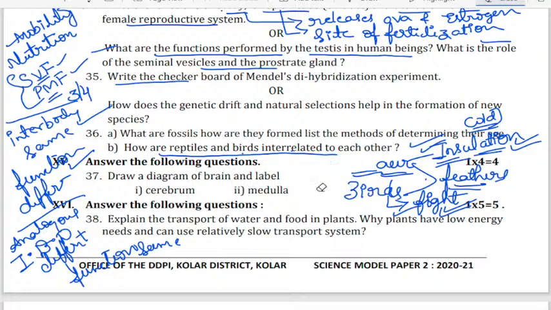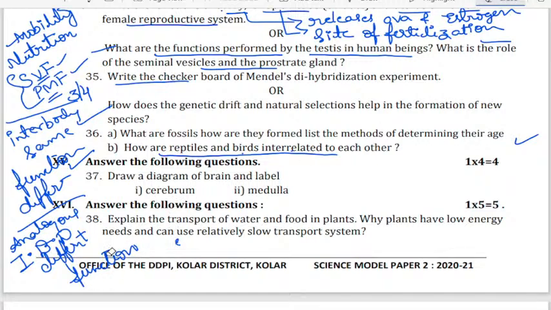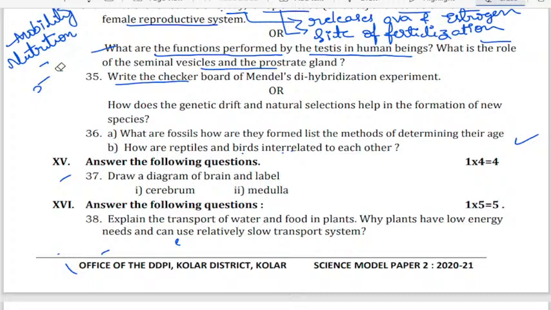Next they are asking: draw a neat labeled diagram of the human brain and label the parts. See, the human brain diagram is very easy, children. Do not confuse. I already taught you all the diagrams which are important from your examination point of view. So please go through all the diagrams and understand. What is important to learn? Because if you don't know what is important to learn, it is still very difficult, because your exams are very close now.